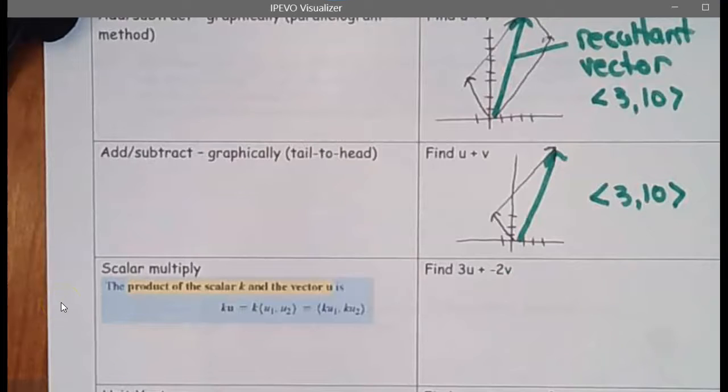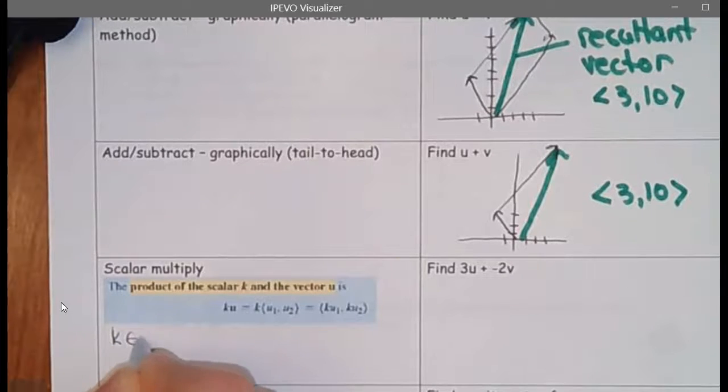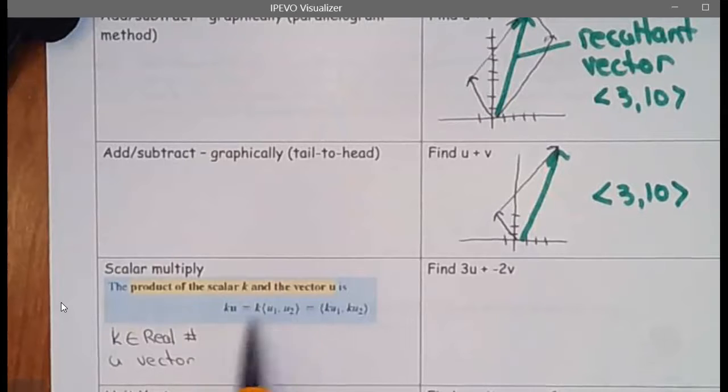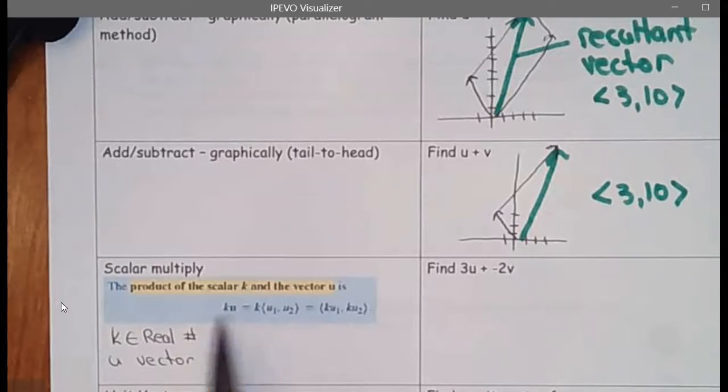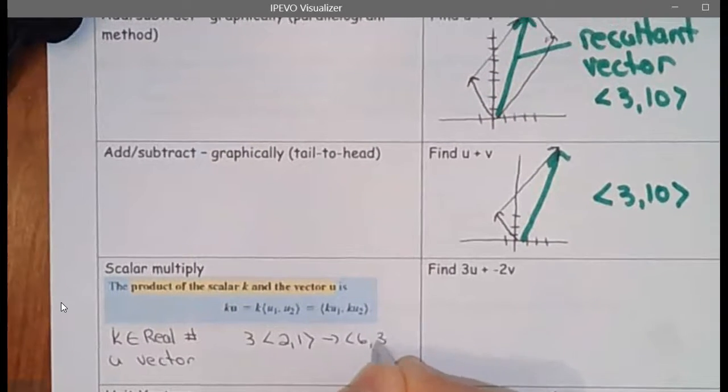Next, we're going to look at scalar multiplication, and we actually saw scalar multiplication back when we did matrices. It essentially meant you took a scalar, which they're going to give you, and you multiplied it through every element in the matrix. So the same thing is true here. Notice if you have ku, u is the vector and k is any real number, then you just take the elements of that vector and you multiply it by k. So for example, if we had 3 times <2, 1>, then we would just end up with <6, 3>.